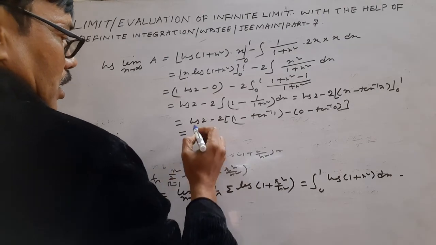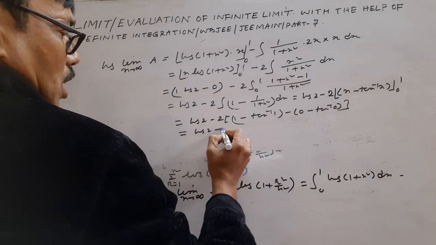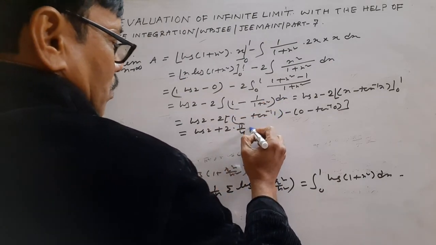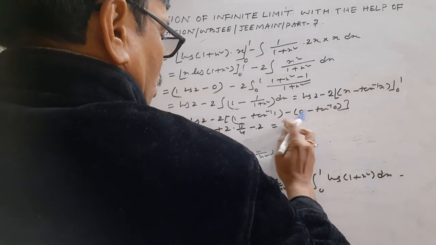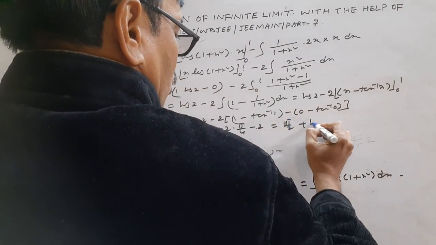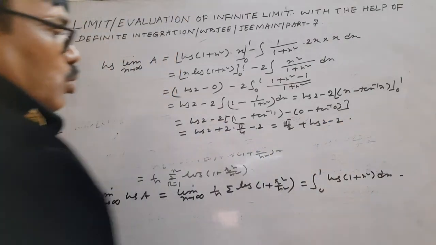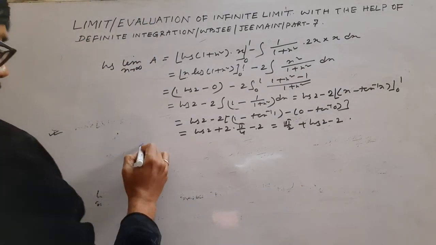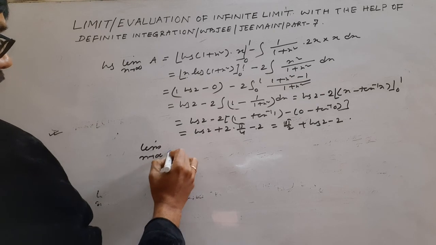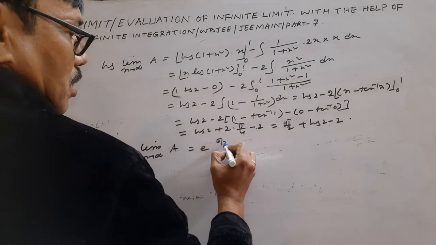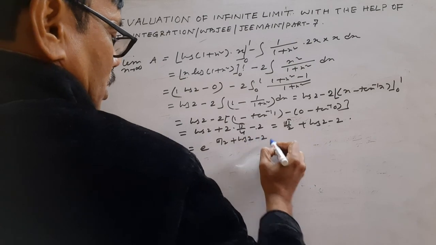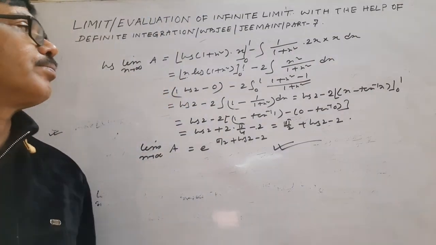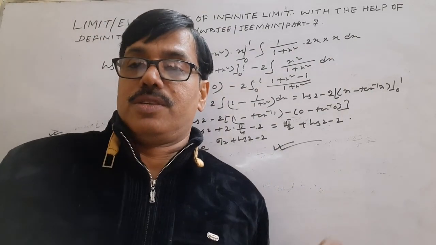So finally, log 2 plus 2 into pi by 4, minus minus a plus, this is pi by 4 minus 2. So pi by 2 plus log 2 minus 2. So what is A? Limit n tends to infinity of capital A equals e to the power pi by 2 plus log 2 minus 2. So this is the possible answer. An interesting problem.